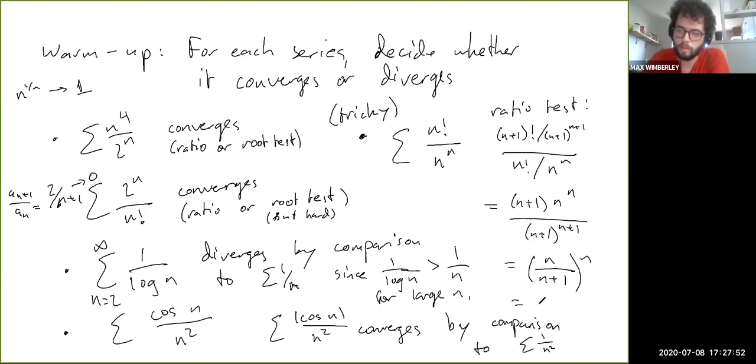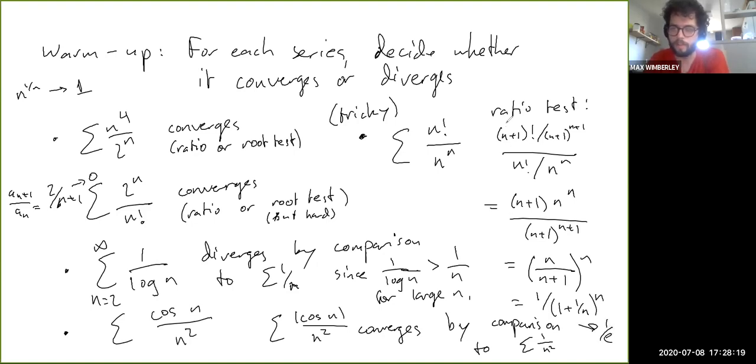And this is the same thing as, actually let me write it this way, 1 over (1 plus 1 over n) to the nth power. By definition, we know that this converges to e. And so this whole thing converges to 1 over e.